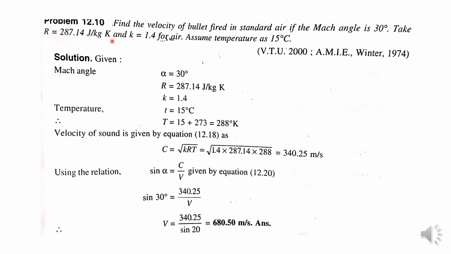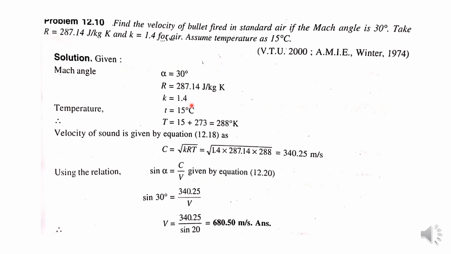R, we know the gas constant as 287.14, because instead of 287 he has given 287.14. The data is given directly, so we'll take that value only, 287.14 joules per kg Kelvin. k is 1.4. This temperature T is 15 degrees centigrade, and we have converted it to Kelvin. It is 15 plus 273, which is 288 degree Kelvin.